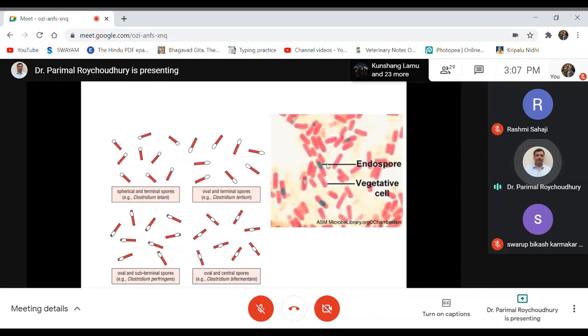And here it is showing some organisms which are producing subterminal spores. These are green colored spores. Malachite green staining is performed, and the exosporium takes the purple fuchsin color. So likewise we can demonstrate it. This is another criterion that we consider.